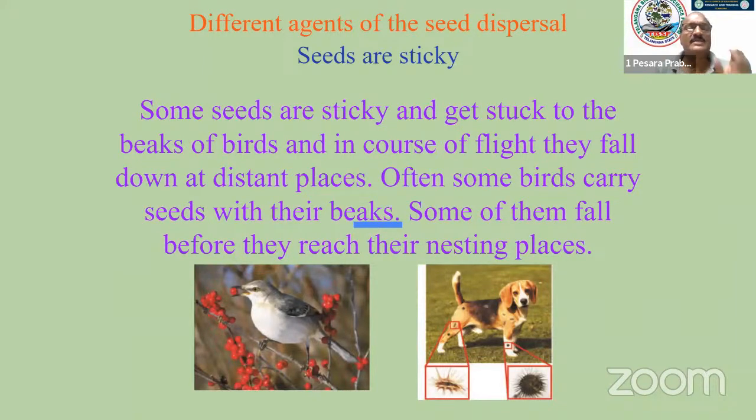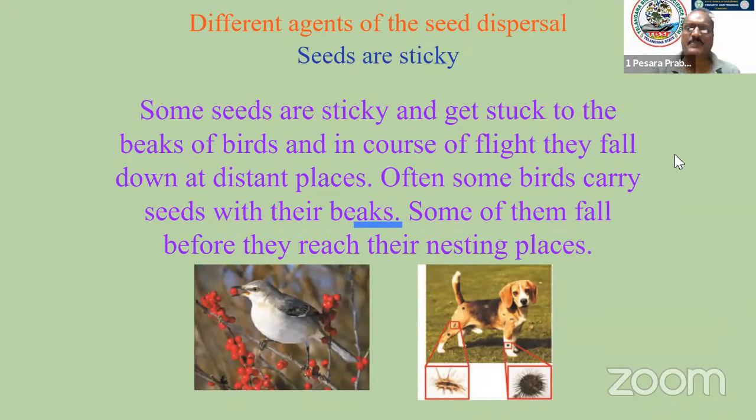Imagine some fruits or seeds all look attractive. The birds may think that these are very fleshy fruits. They can catch the seeds or fruits with their beaks. After some time, they know that this is not fleshy. They may discard those fruits or seeds somewhere. Like that, some seeds and fruits are sticky, gummy in nature.